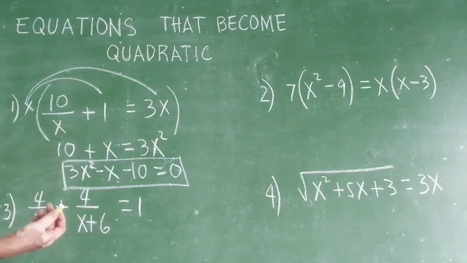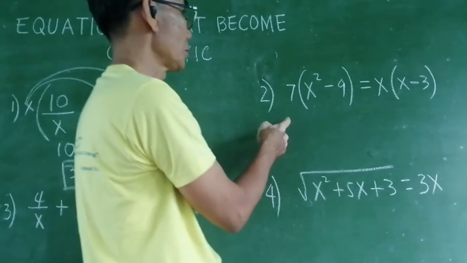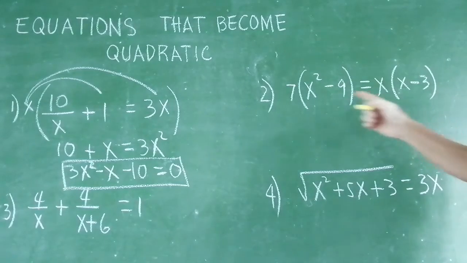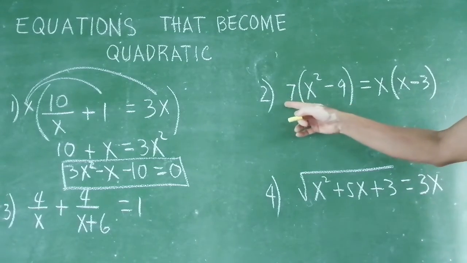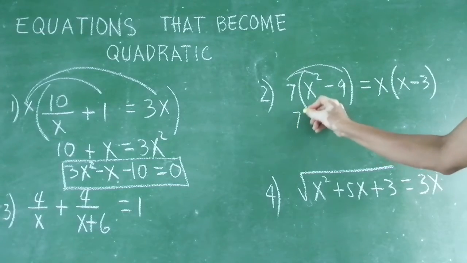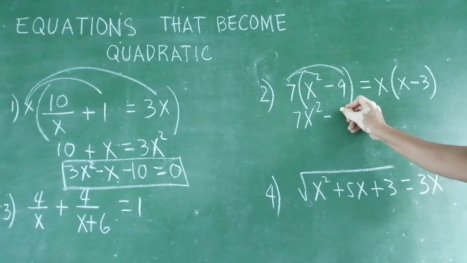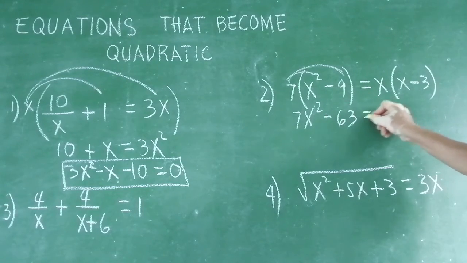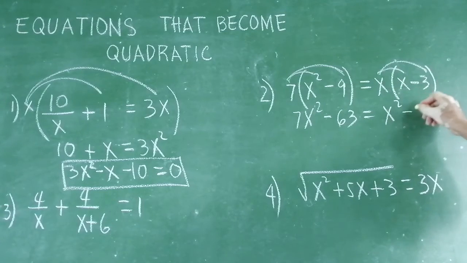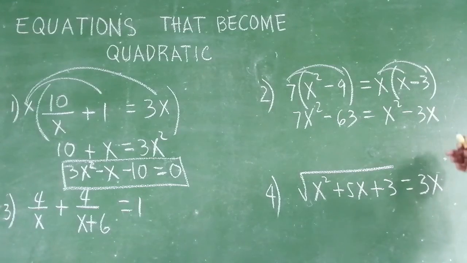So let's take the number 2 first here. You cannot say that this is quadratic, so we are going to simplify and manipulate. So distribute, that will become 7x squared minus 63 will be equal to x squared minus 3x. So we are going to rearrange them.